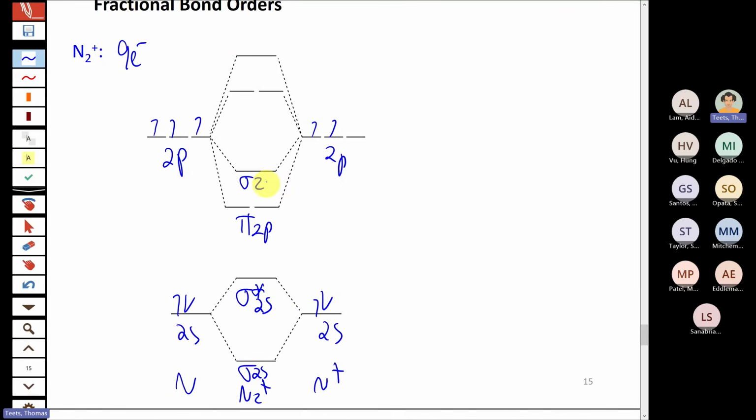Pi and then sigma for 2p, and then pi star and sigma star. Now, if you're doing anions or cations that are based on the p block elements, without any additional information given to you, you would assume that the ordering of the orbitals stays the same as it would for the neutral molecule. So N2 has this ordering of its molecular orbitals, again, with these 2 being the ones that switch relative to the other ones. And so for N2 plus, we would assume that's the same.